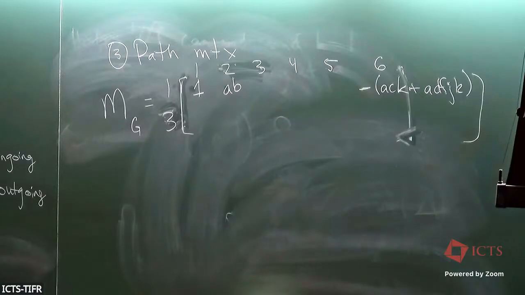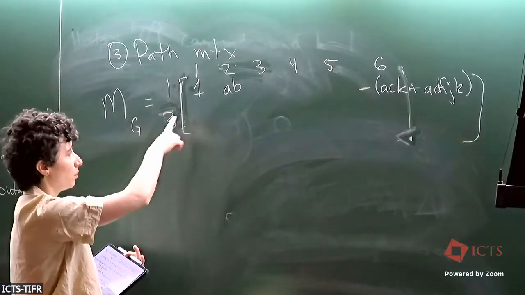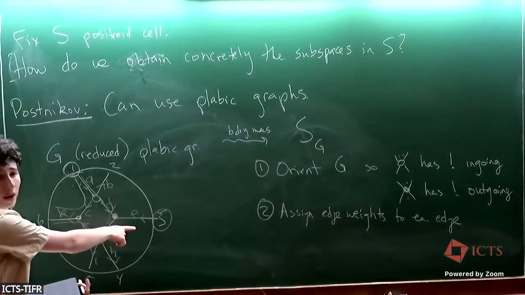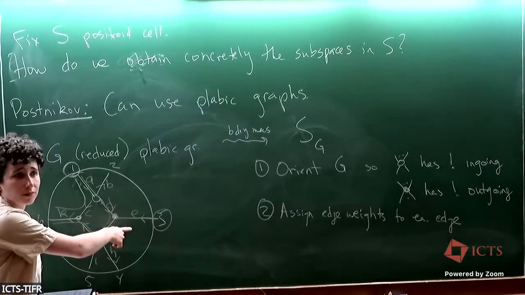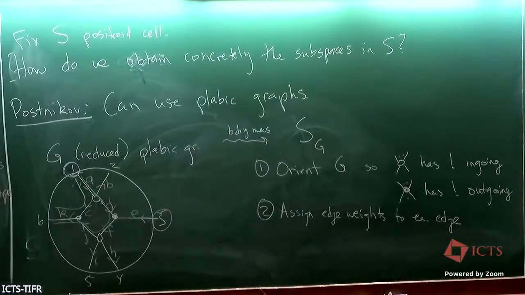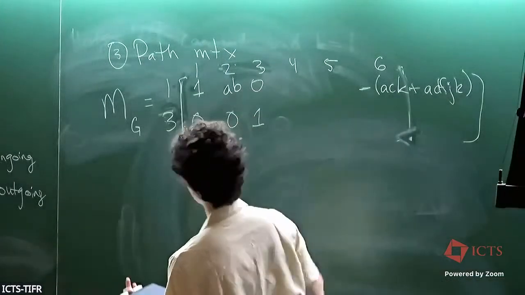Let me just do a few more. Here, the 3, 1 entry would be paths from 3 to 1. There is no way to get from 3 to 1 in this graph, so I have no paths, and that's weight 0. And same thing for 3 to 2. But then 3 to 3, there's kind of that lazy path of weight 1.